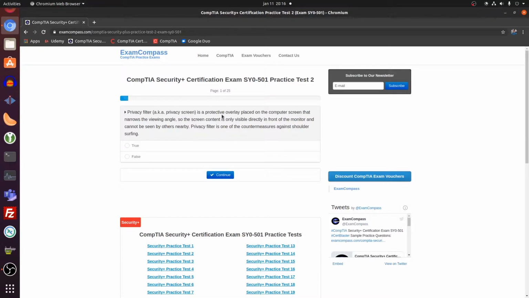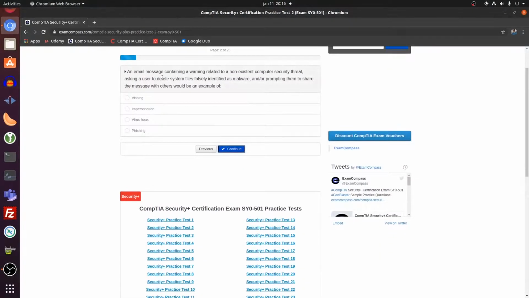Privacy filter, protective overlay, computer angle, shoulder, yes, true. An email message containing a warning related to a non-existent security threat, asking the user to delete files falsely identified as malware. Phishing, impersonation, hoax. Phishing is not. It's an impersonation, I think.